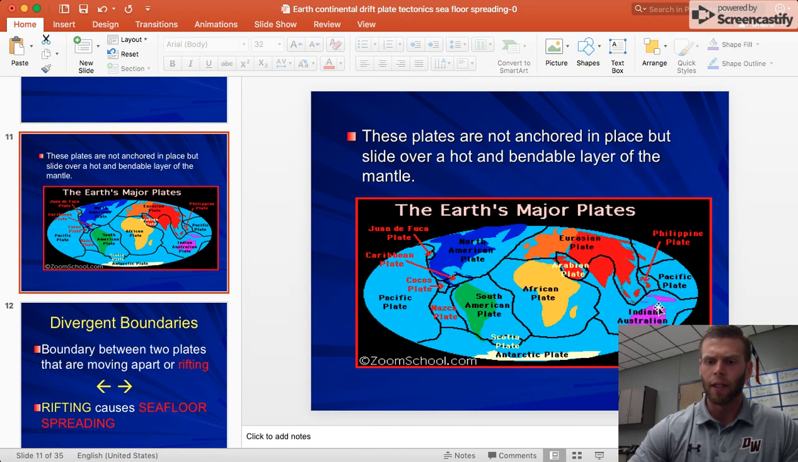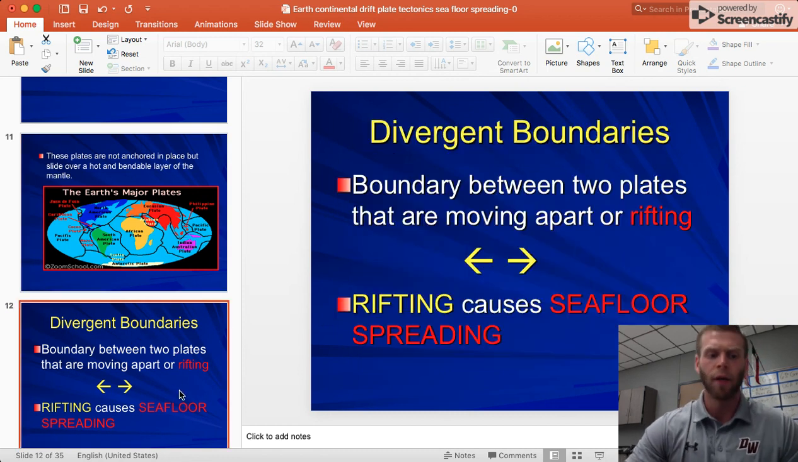You have the Indian-Australian plate, and then the Pacific plate, which you see on the right and left side. Antarctic plate, because Antarctica is on it. Kind of makes sense, right? The continents sit on that plate. So those are the major plates, and we'll do an activity with that next week.